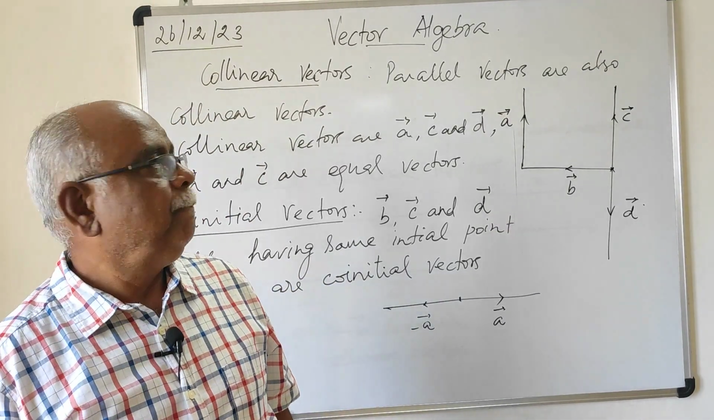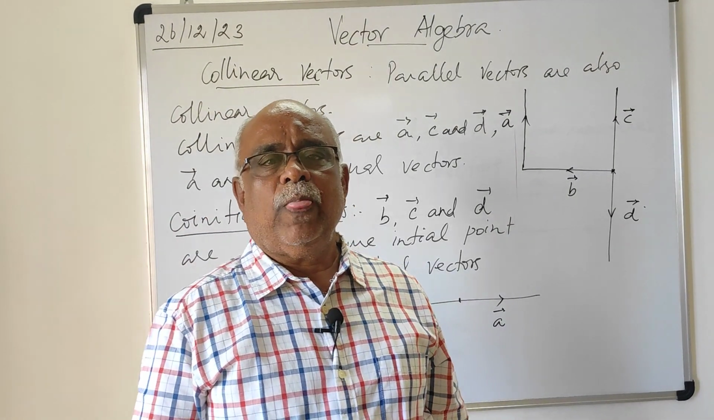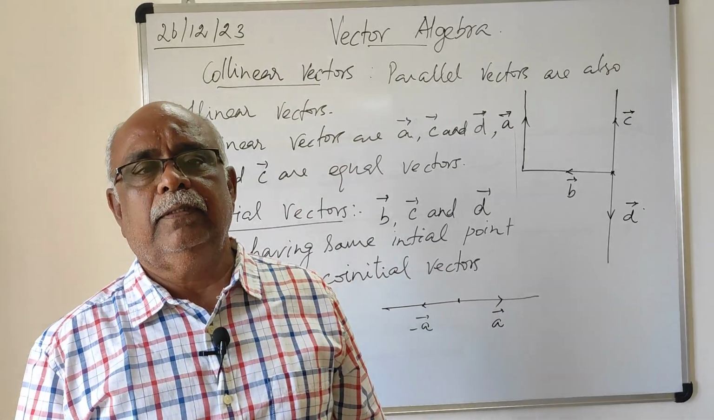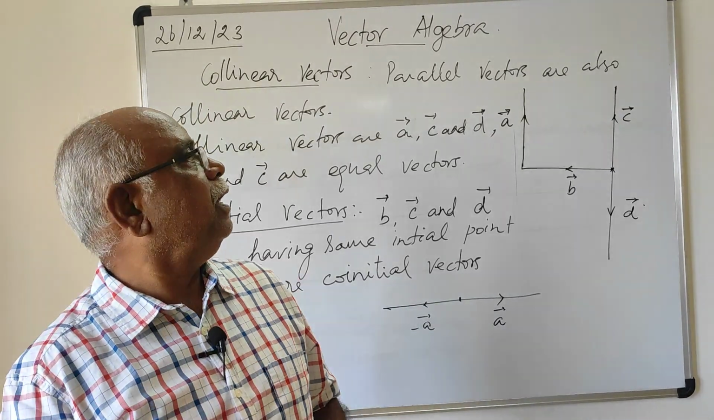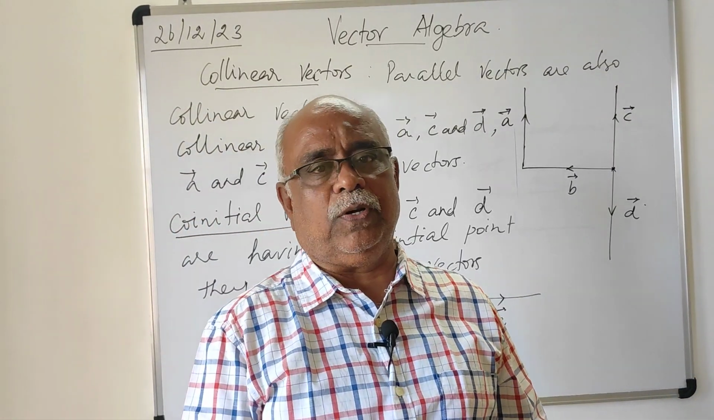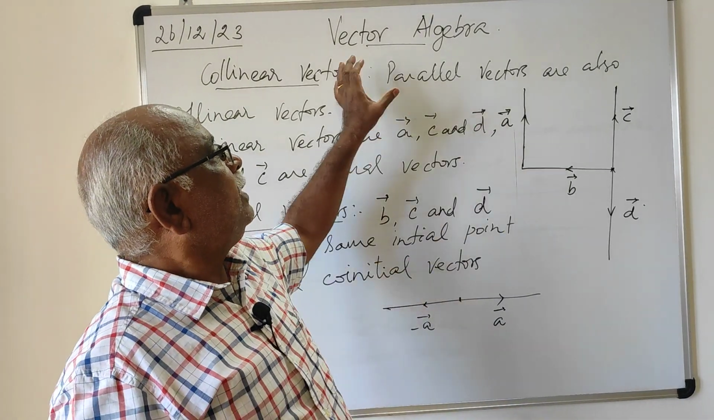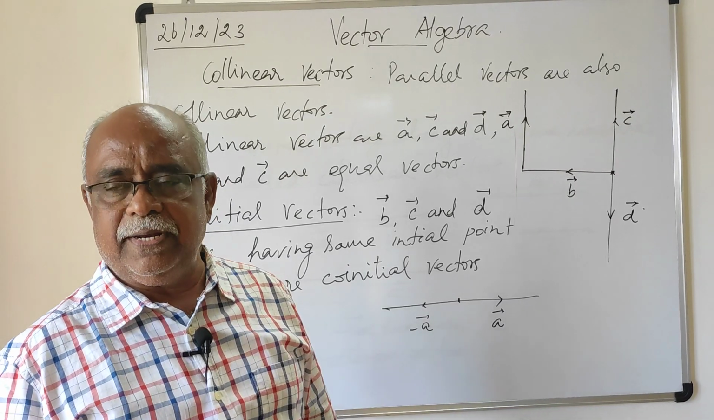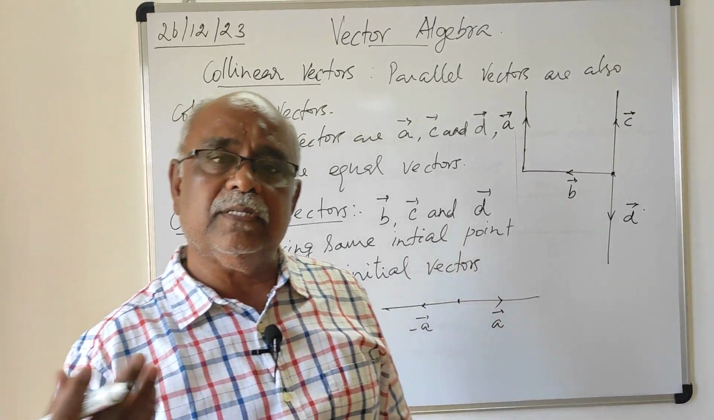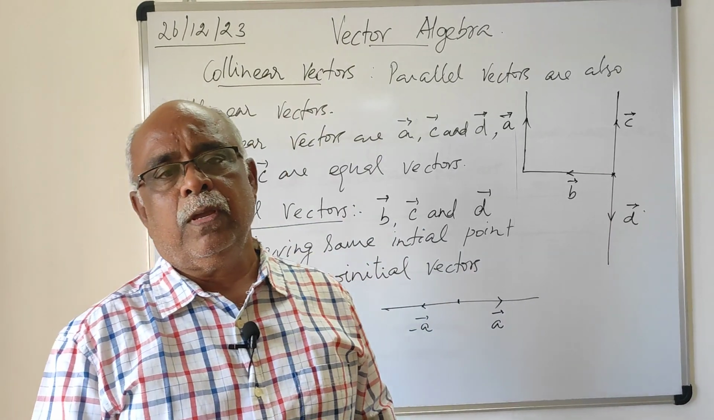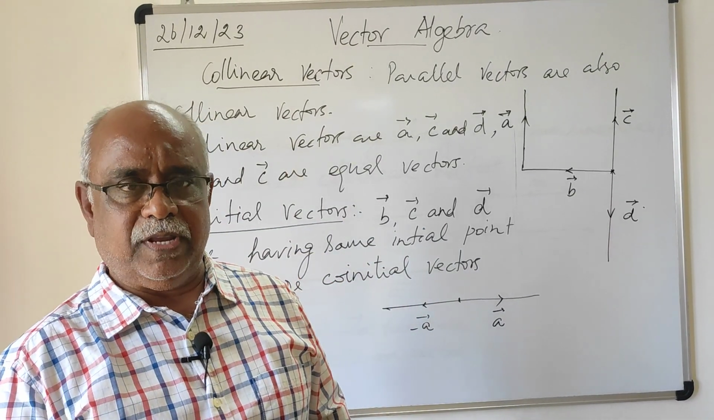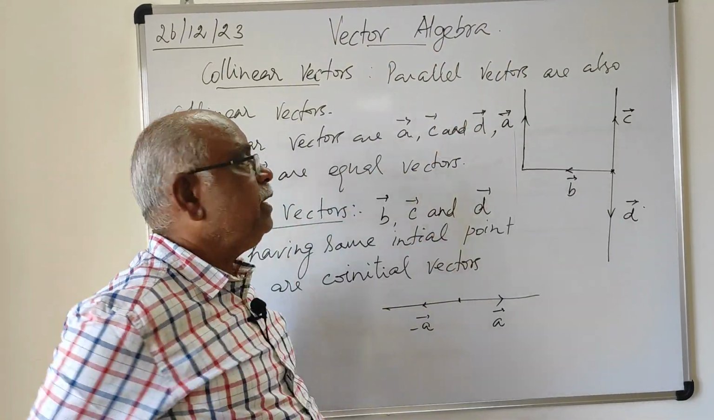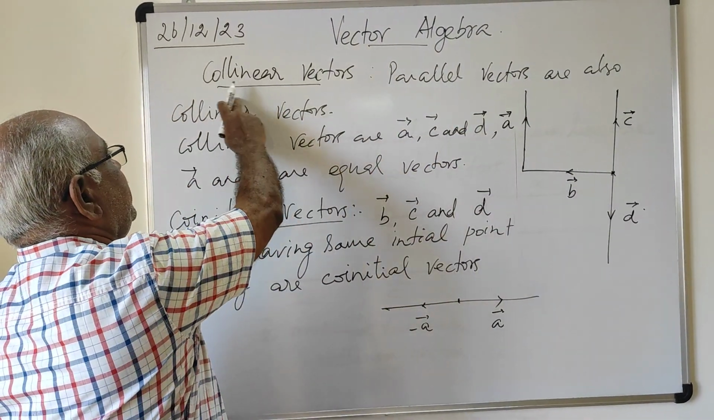My dear student, in my previous video, I introduced the topic vector algebra, which is the 10th chapter in the CBSE 12th standard textbook. I gave the definition for a vector and a scalar, and we have seen examples of vectors and scalars, and discussed the various types of vectors. Now in this video I am continuing the topic with the definition of collinear vectors.